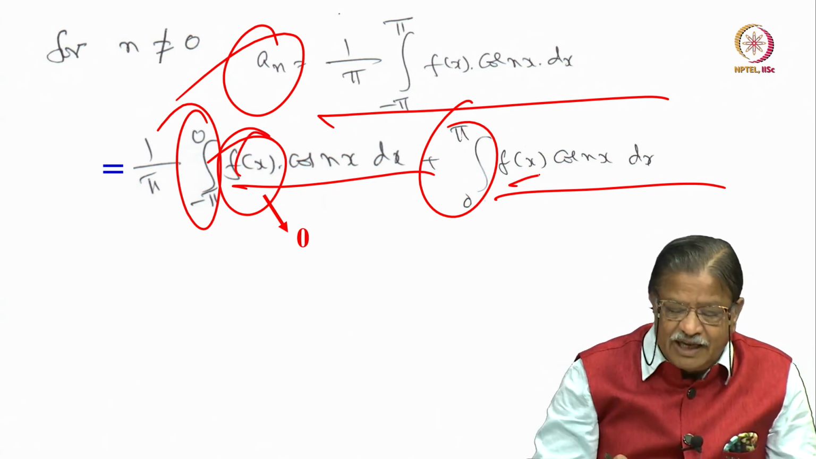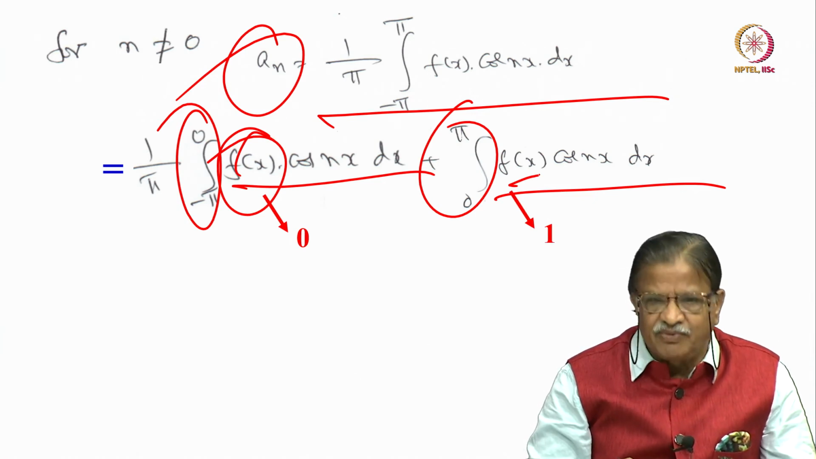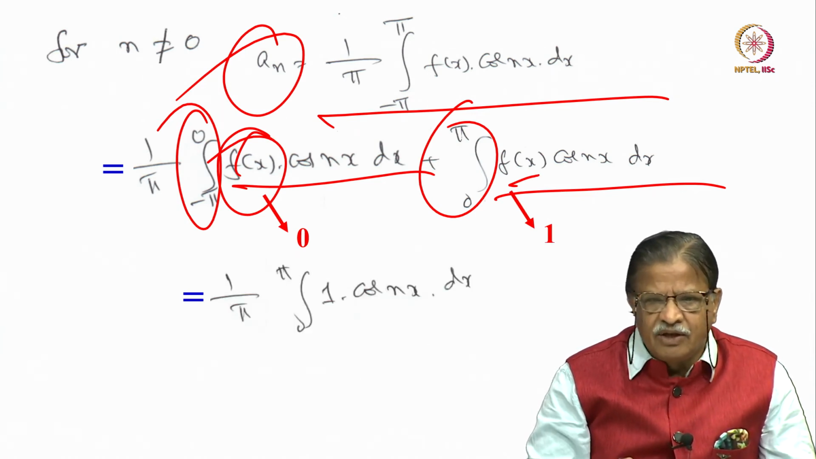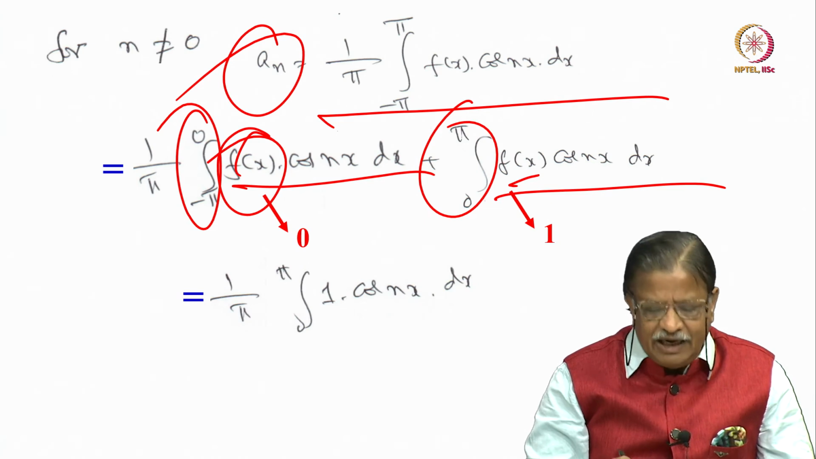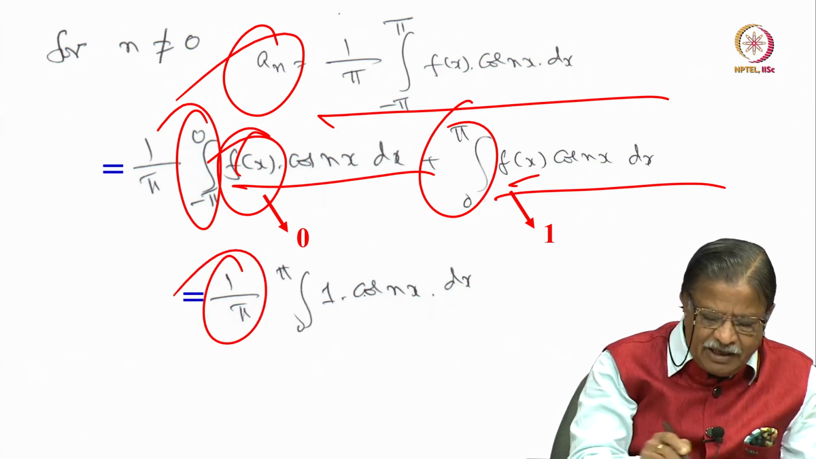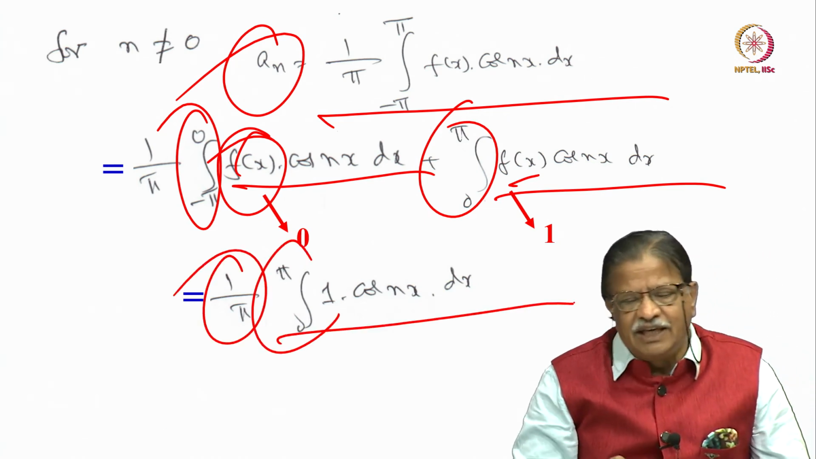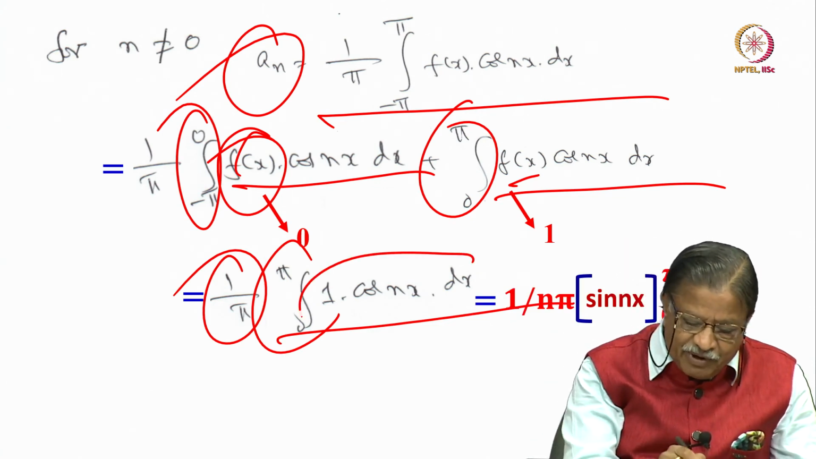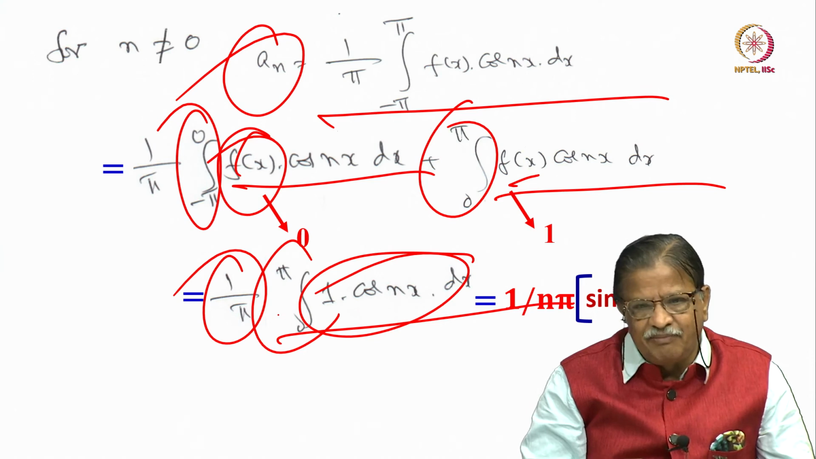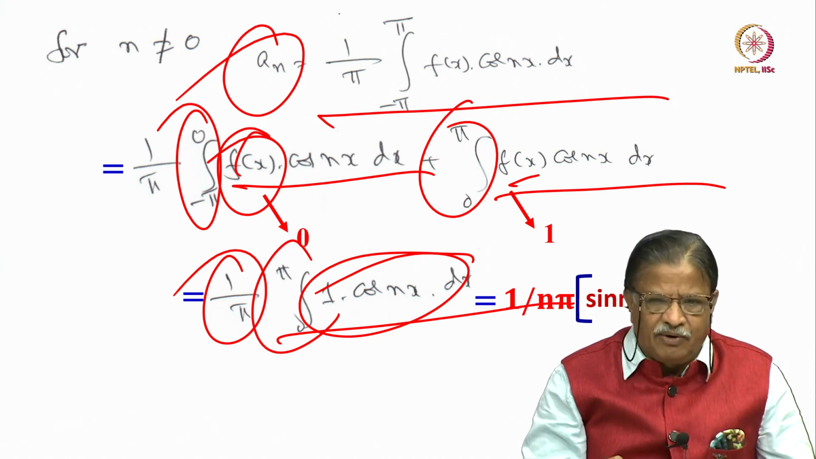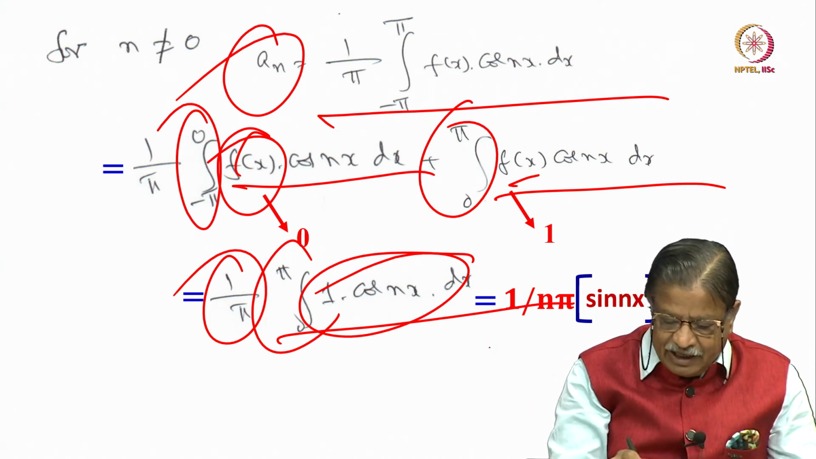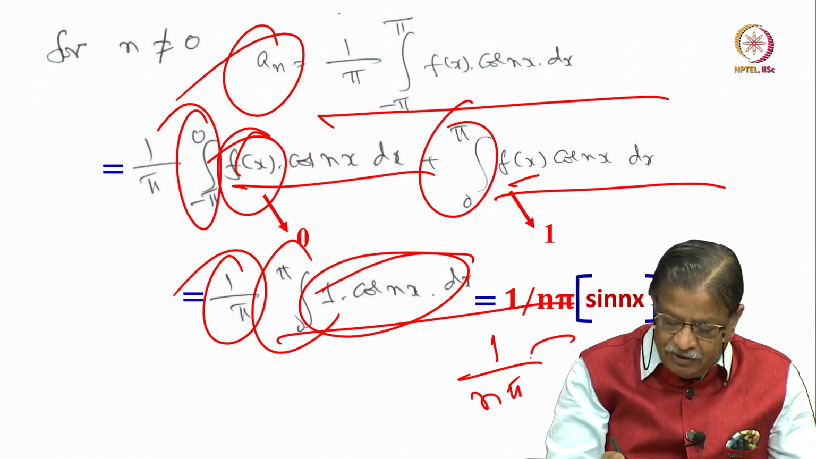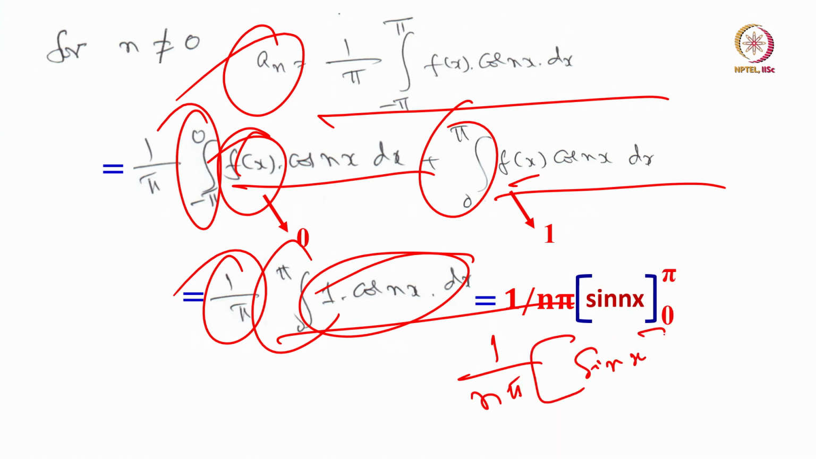What is f(x) in the range 0 to pi? Plus 1. This we know. So now substitute that, it becomes 1 over pi, integral from 0 to pi of 1 times cos nx dx. This is a simple, basic integral formula you should know, I am not going to work it out, which can be written as 1 over n pi into sin nx from 0 to pi. This is the formula.